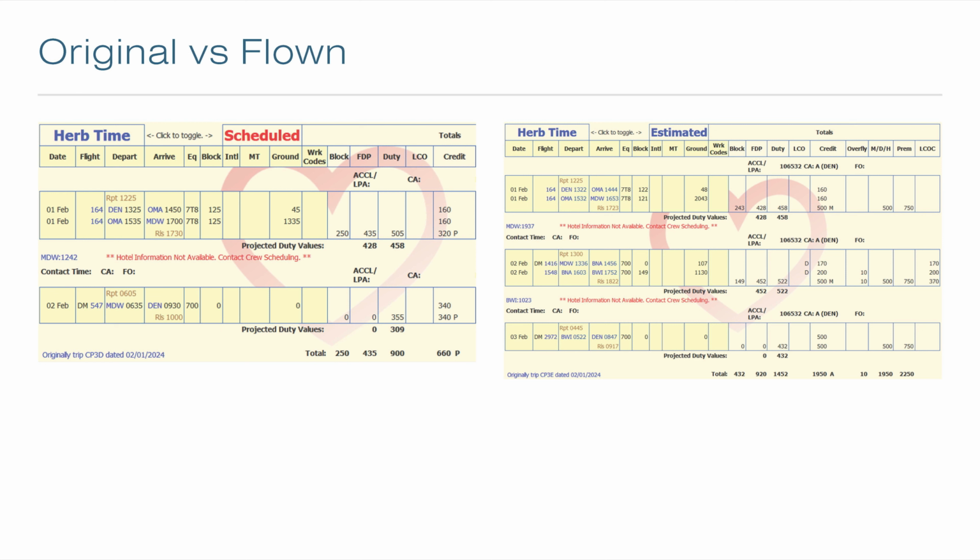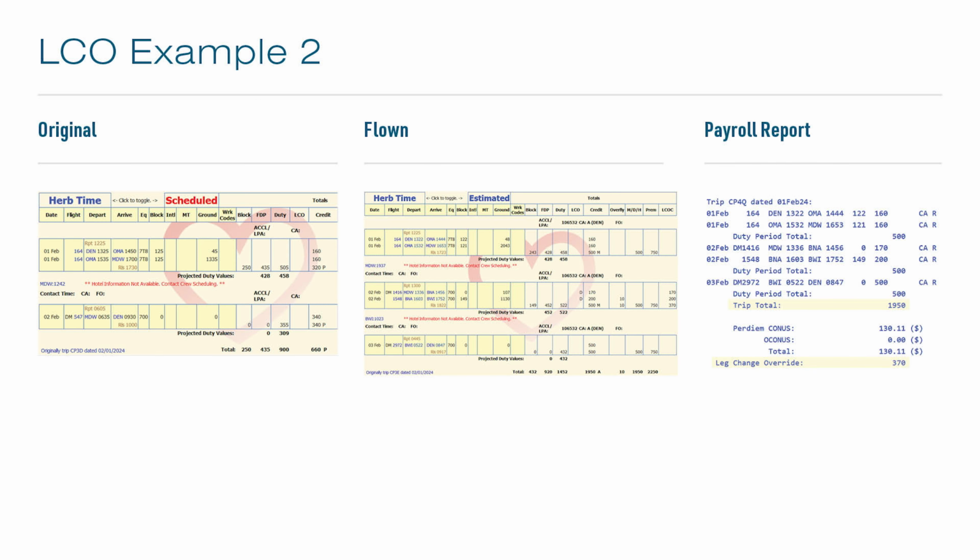Once again, to reiterate, that newly established third duty period pays as scheduled, and any subsequent changes would then be assessed for LCO. One more look at the payroll report: the pay for the pairing is in that trip total of 19.5, and then your leg change override of 3.7 is calculated independent of that pairing pay calculation. So you have to add those together. 3.7 plus 19.5 comes out to 23.2, which is your total pay for that reserve assignment.